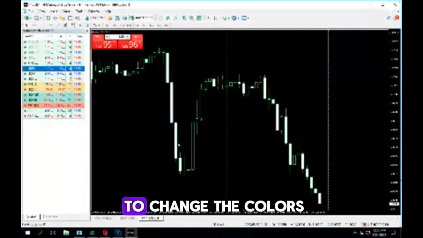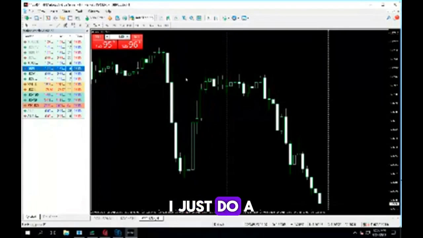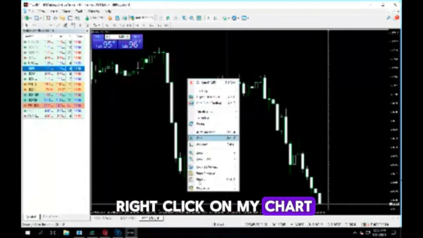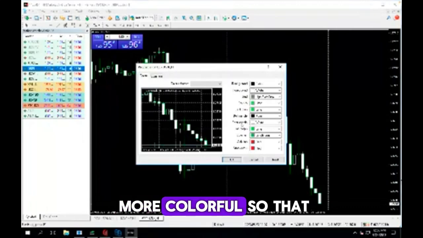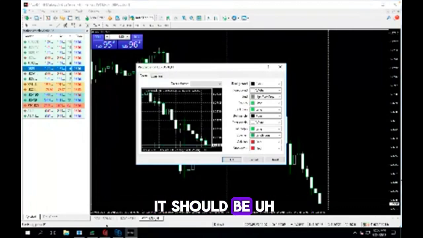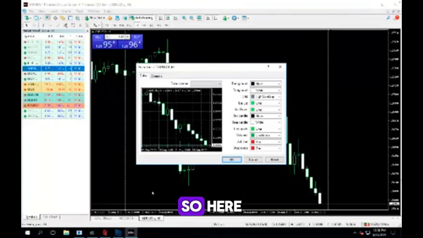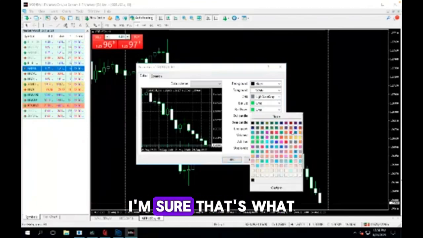I can decide to change the colors of this. I just do a right click on my chart. I go to properties. Let's make it more colorful so that it will be easy to understand. So here, let me quickly just change this bar up to green, bar down, let me put this one to red. I'm sure that's what you're used to.